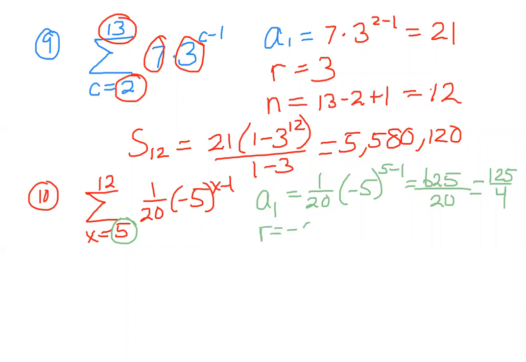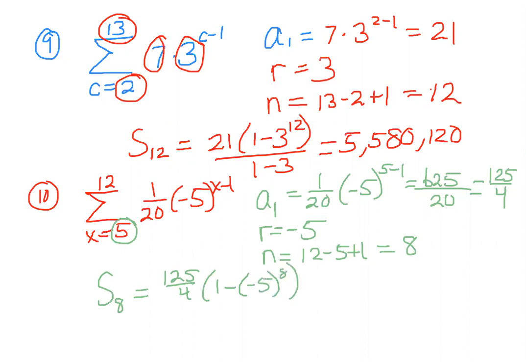R is easy. That's -5. And N is 12 minus 5 plus 1, or 12 minus 4, which is 8. So then we have S8 equals 125 over 4 times 1 minus -5 to the 8th over 1 minus -5. And that should equal this. Big numbers. All right, let's look at some applications.